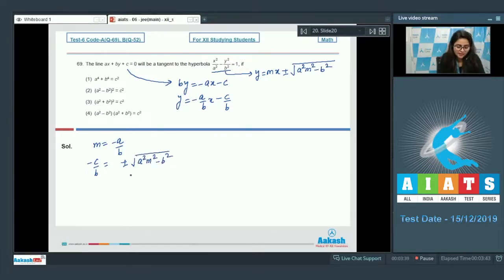Now just square both sides here, so you will get c square upon b square is equal to a square into m square. M square you can write from here, that is a square upon b square minus b square. So you can see here c square equals a to the power 4 minus b to the power 4. So check your options. A to the power 4 plus b to the power 4 is incorrect. A square minus b square whole square is also incorrect. And the third one, a square plus b square whole square, is also incorrect. And the last one, if you see, is a to the power 4 minus b to the power 4. So option number 4 is your correct answer. Now move on to the next question.